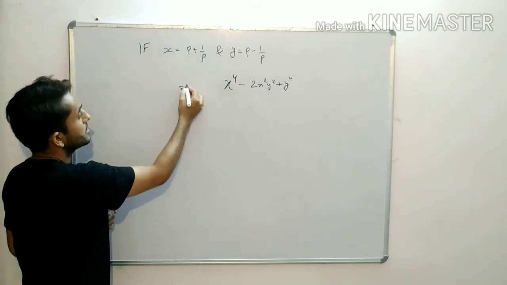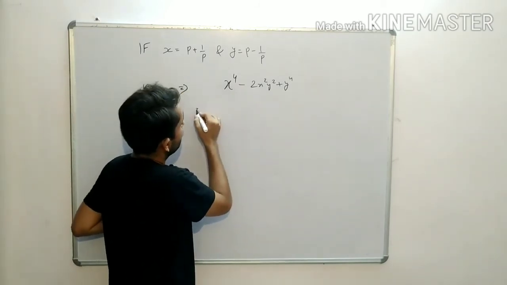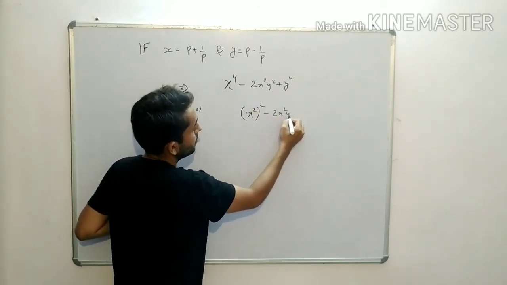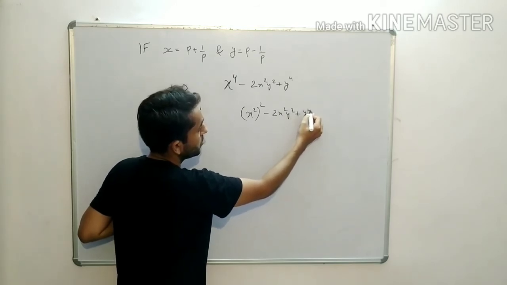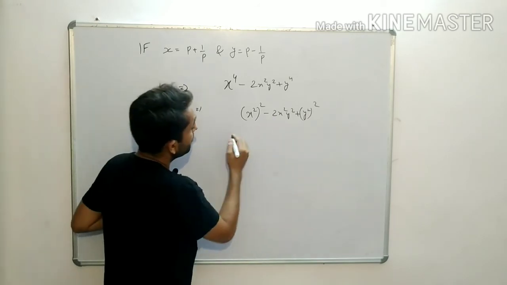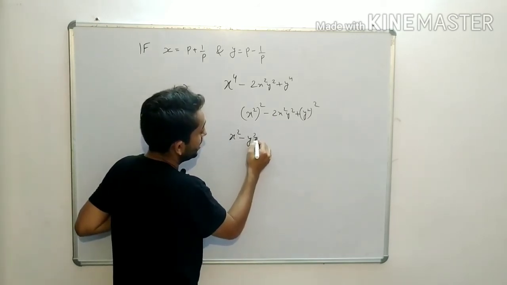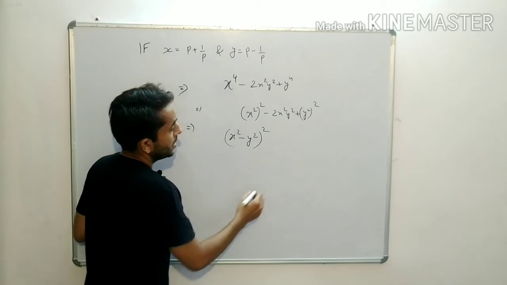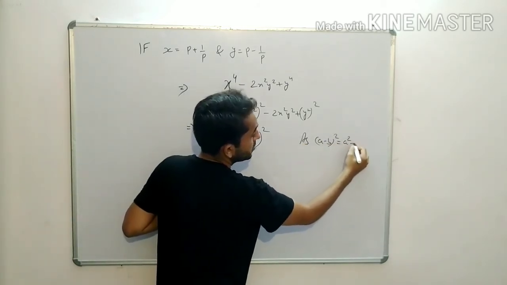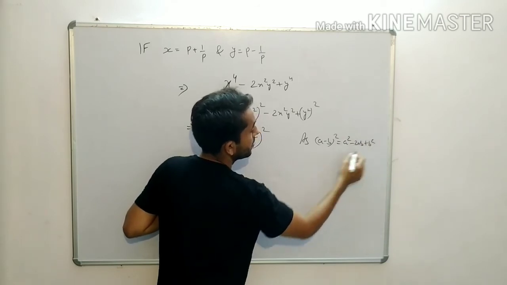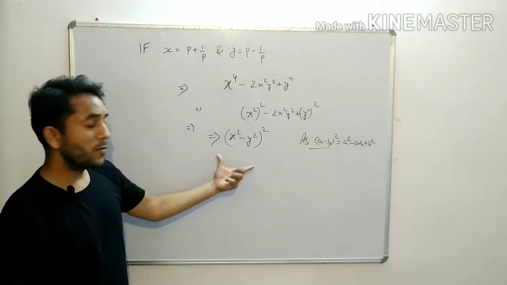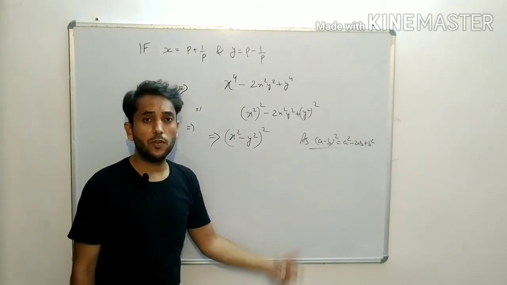So we can easily see that this expression we can write x square raised to power 2 minus 2x square y square plus y square raised to power 2. We can further write it x square minus y square raised to power 2. As we already know, a minus b whole square equal to a square minus 2ab plus b square. So this becomes this. So now we have to find the value of x square minus y square.